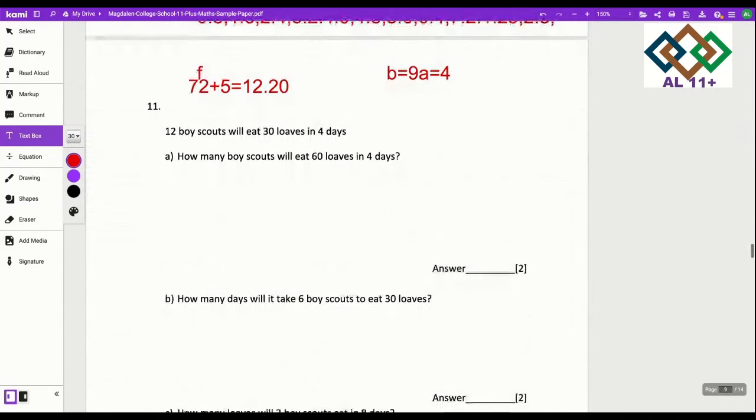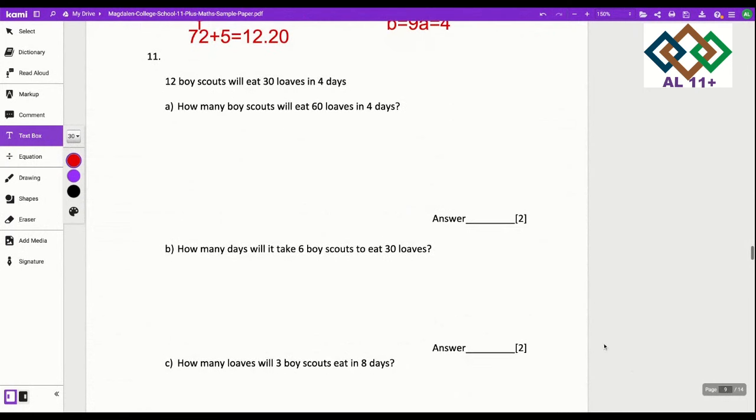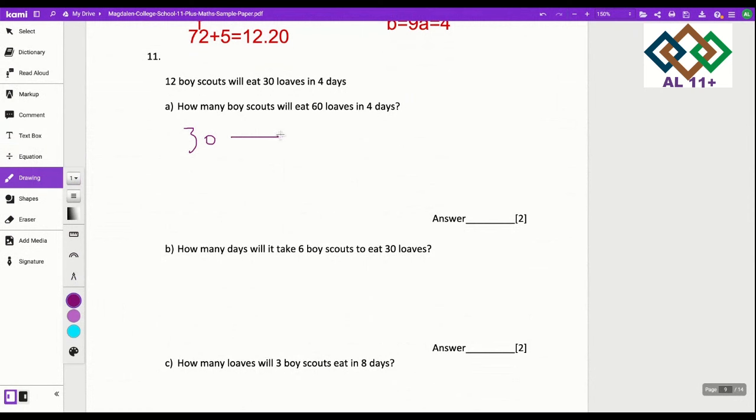So now they are telling you that 12 boys will eat 30 loaves in 4 days. How many boys will eat 60 loaves in 4 days? So we know that 30 eat in 12, 60 eat you have to find out. So basically you will do 60 multiplied by 12 divided by 30, that gives you 24.